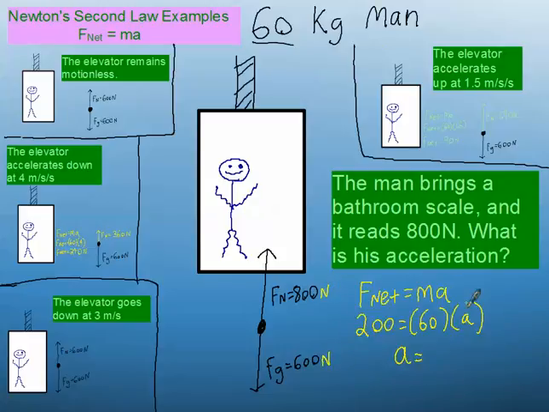If I run Newton's second law on this, I get 200 equals ma, and then a is equal to 3.3 meters per second per second. And what direction is that going to be? Is he accelerating up or down? Well, if he feels heavier, if this normal force is the one that's stronger, that acceleration is going to be in the upward direction.